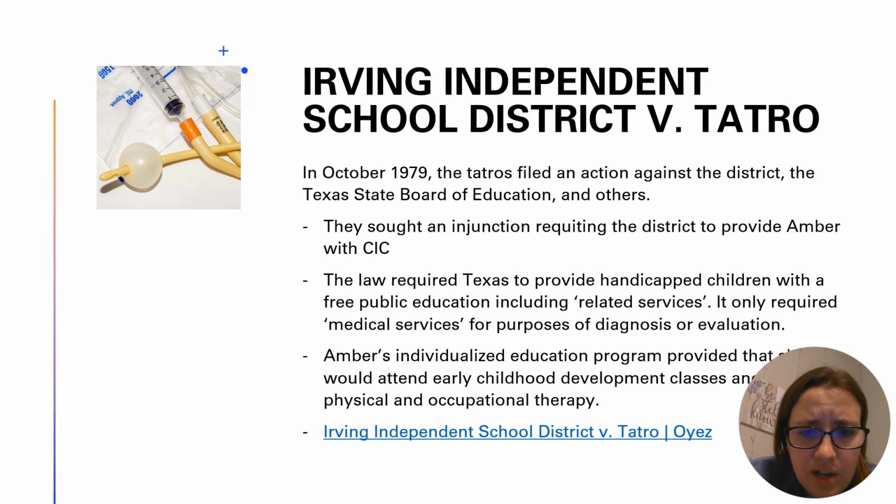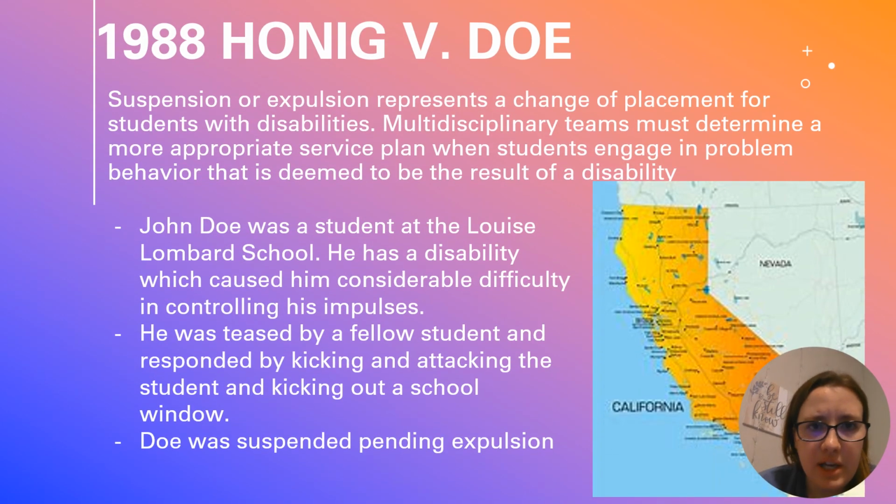In October 1979, the Tatros filed an action against the district, the Texas School Board of Education, and others. They sought an injunction requiring the district to provide Amber with the CIC, which is the person they were talking about.